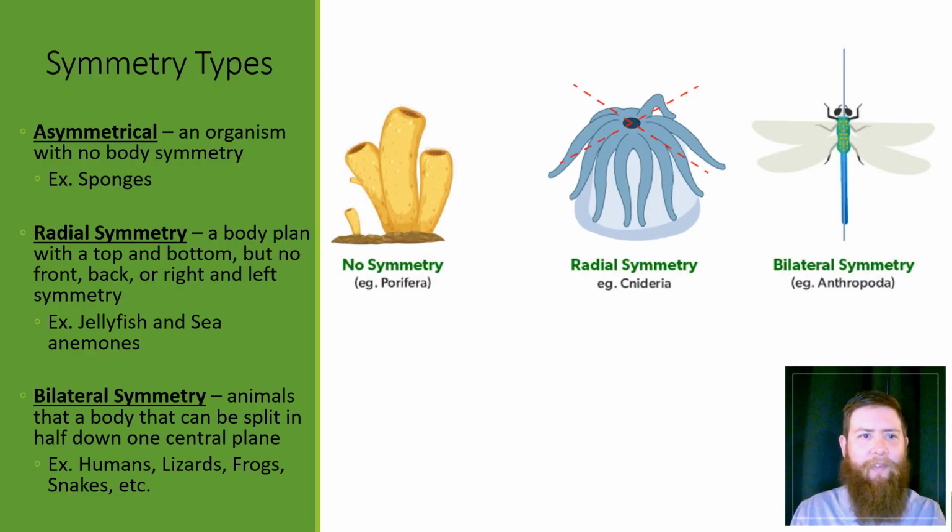There are 3 types of symmetry. The first is asymmetrical, something that has no symmetry, so something like this sponge here doesn't have any symmetry. You can't cut him in half anywhere. You've got radial symmetry. This is a body plan with a top and a bottom, but no front, back, or right or left symmetry. Things like jellyfish and sea anemones, you can cut them into any amount of chunks here because there is no front end or back end. And then bilateral animals are animals that can be split in half down one central plane. Things like humans, lizards, frogs, and snakes are all examples of this, and this dragonfly here.